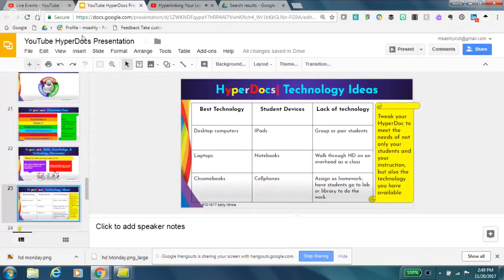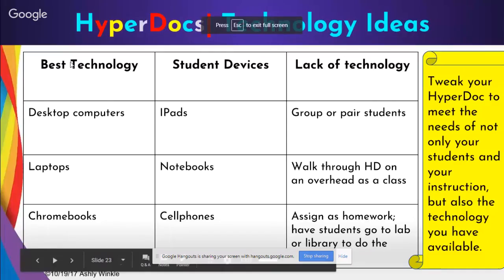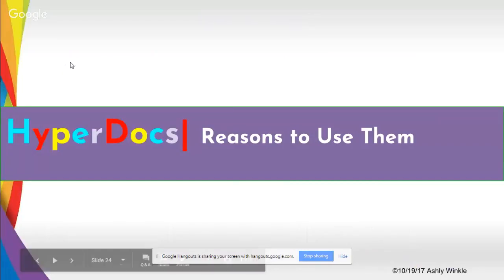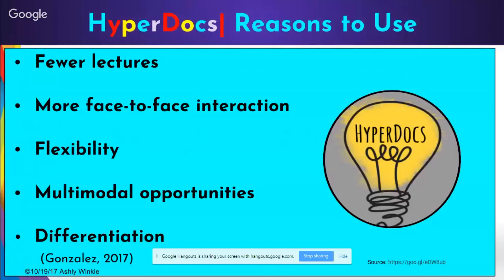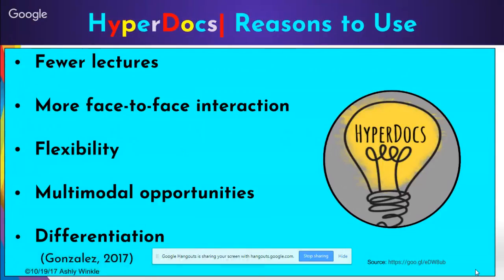A lot of times, teachers want to know what they're supposed to be doing. Well, you are acting as a facilitator, and that leads me to my next part. So this is less about a teacher-centered world, we're getting out of that anyway, and more about a student-centered environment. So reasons to use HyperDocs: fewer lectures, more face-to-face interaction.